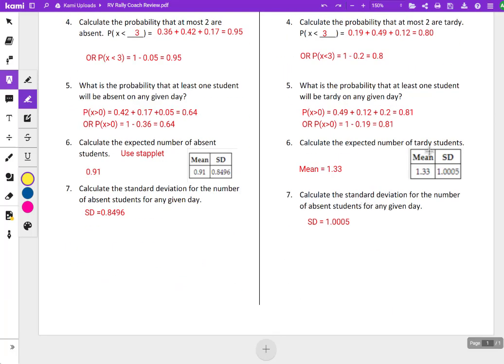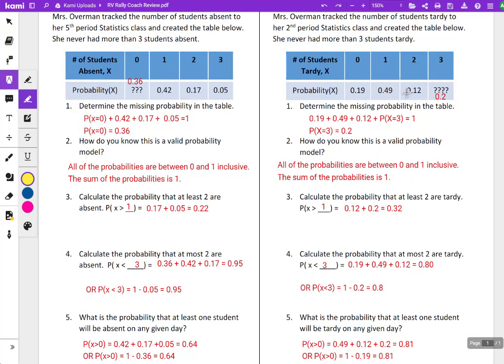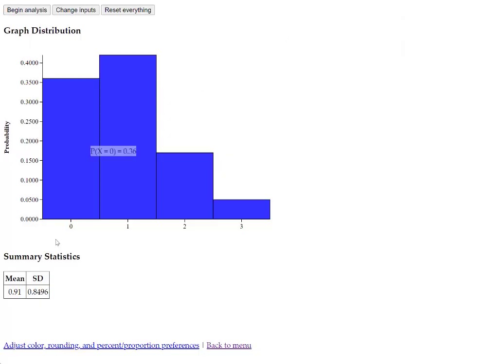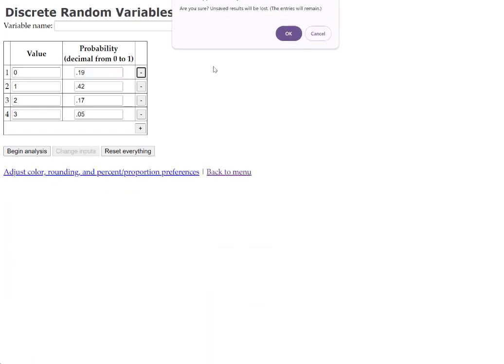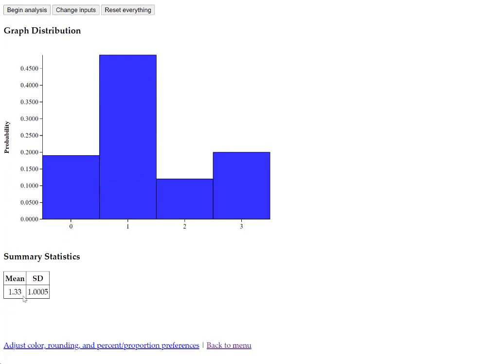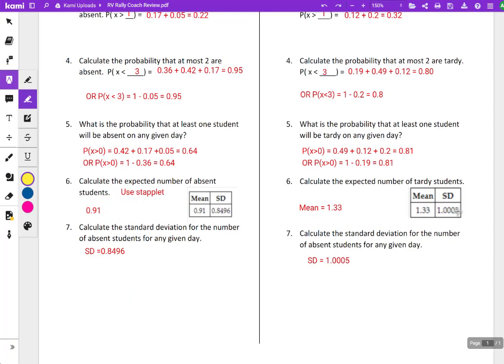And I just basically did the same thing. I put in 0.19, 0.49, 0.12. Actually, I could probably do that quick. 0.19. Yes, that's okay. 0.49. And it was 0.12, and I think this was 0.2 at the end. Begin analysis. And you can see there's the mean and the standard deviation for this distribution, 1.33 and just over 1. Boom. And that's it.